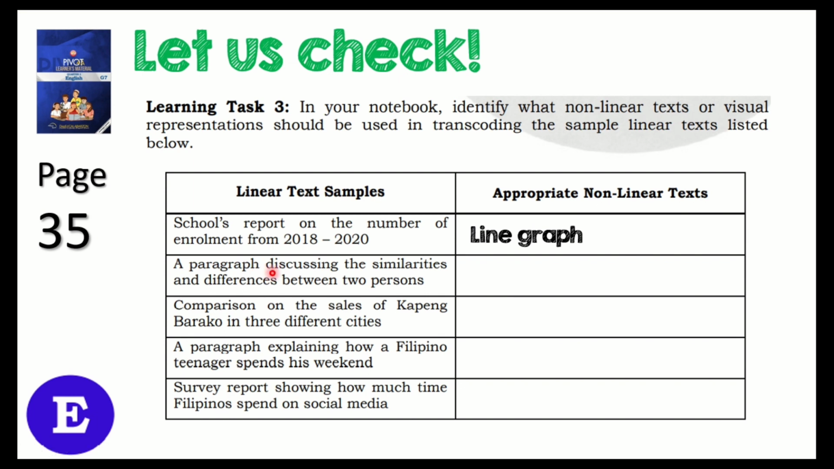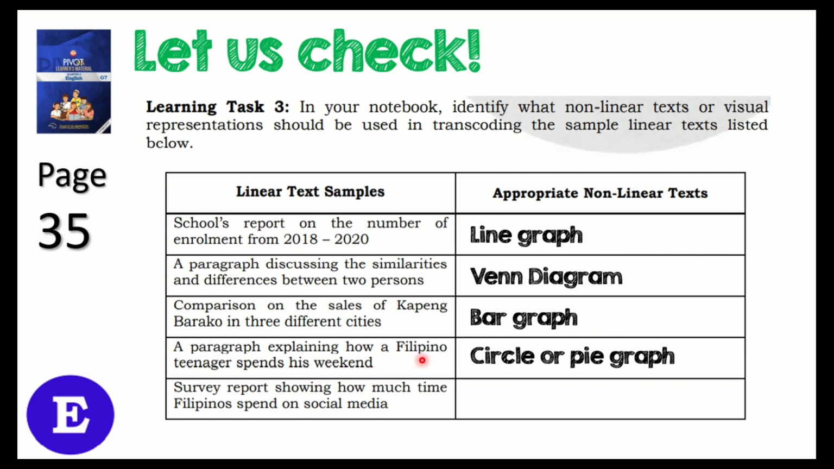Number 2, paragraph discussing the similarities and differences between two persons. What is the appropriate nonlinear text? Venn diagram, correct. How about comparison on the sales of kapeng barako in 3 different cities? Bar graph, correct. A paragraph explaining how a Filipino teenager spends his weekend? Circle or pie graph, correct. And the last one, a survey report showing how much time Filipinos spend on social media would be also a circle or pie graph. Very good.